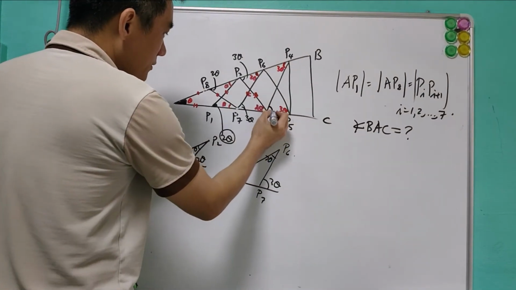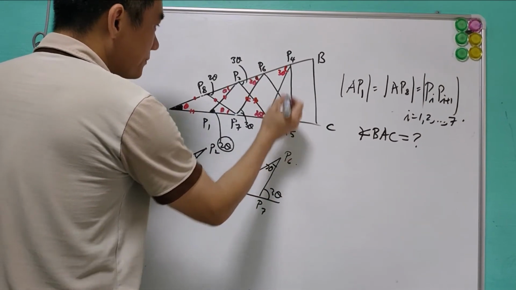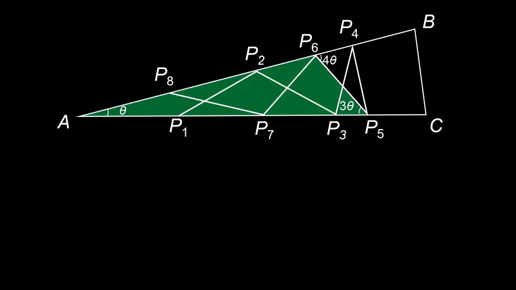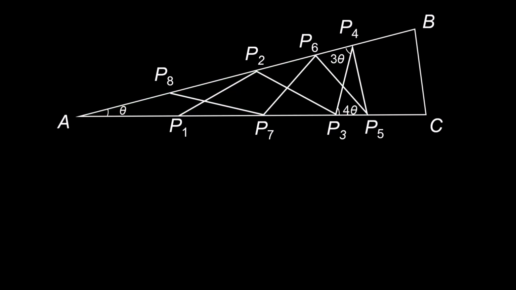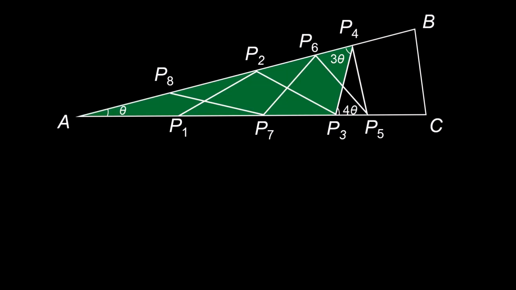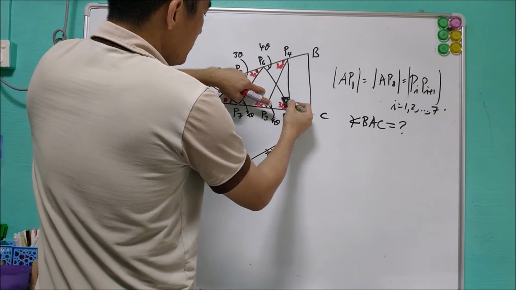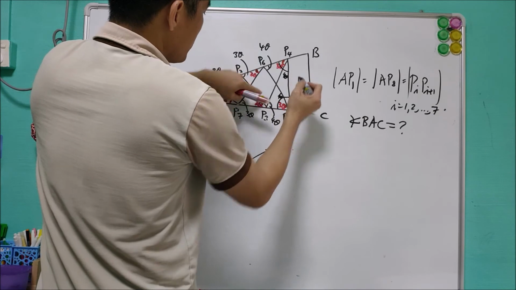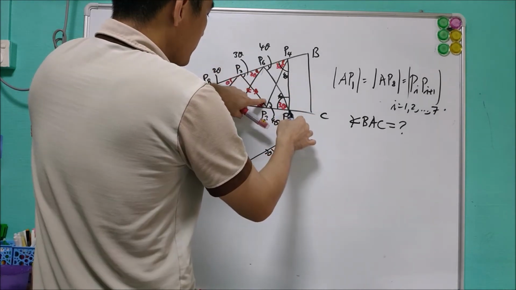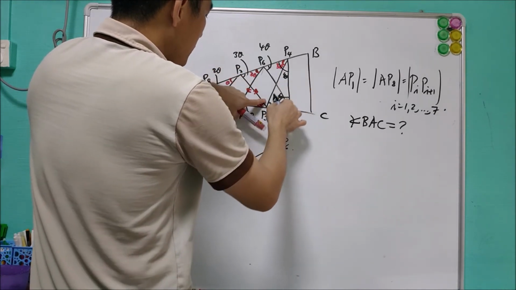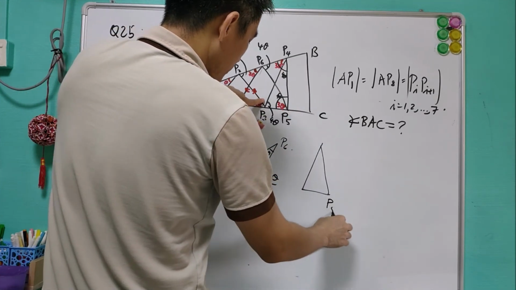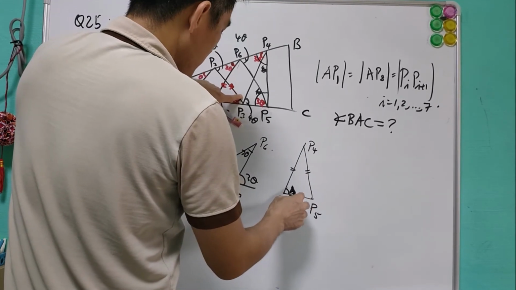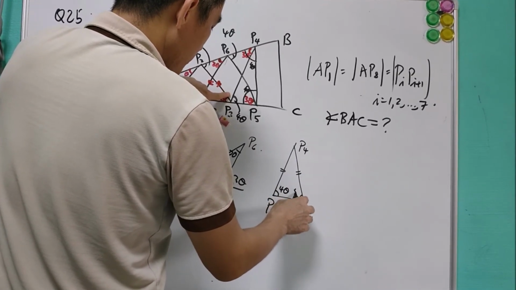And do a similar argument, this will be equal to 4 theta. This will equal 4 theta. Finally, the whole thing here will equal 4 theta, and the whole thing here is equal to 4 theta. The whole thing here is 4 theta because of the triangle P5, P4, and P3. These two are the same, and this is 4 theta, and therefore this is 4 theta as well.